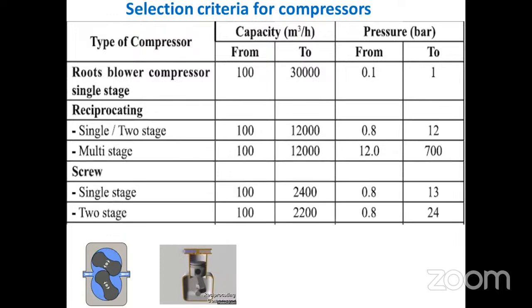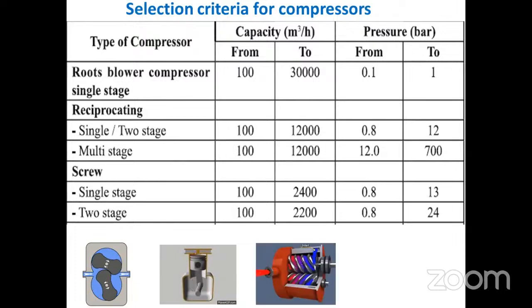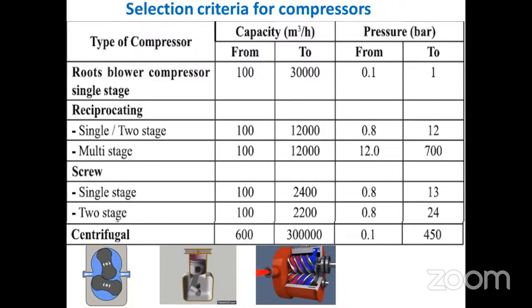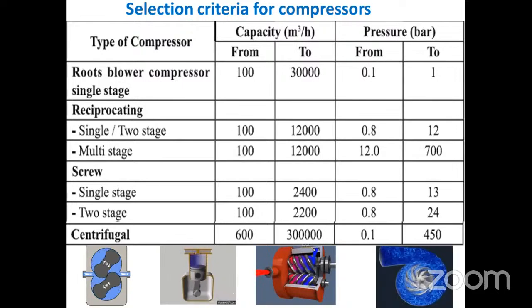Reciprocating compressor and screw compressor. It's also a positive displacement compressor. See the capacity. The capacity is very low among all, and the pressure is comparatively higher than the Roots blower. Screw compressor. Centrifugal. Centrifugal is nothing but the dynamic compressor. Capacity is up to 3 lakh meter cube per hour. The pressure is also 0.1 to 450.